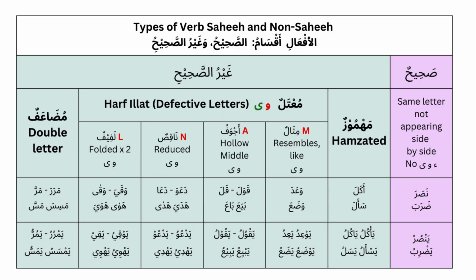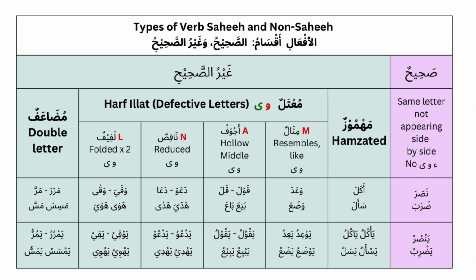Now look at the rows. The first row shows the madi forms, the past tense. The second row shows the mudari forms, the present tense. So for every column, you must always read madi first, then mudari, and compare the change. So your approach should be: identify the type of verb, mahmuz, mithal, ajwaf, nakis, lafif, muda'af. Look at the madi form, then observe how it changes in the mudari form. Identify what changed and why. Madi first, then mudari. Explain what changed and why.